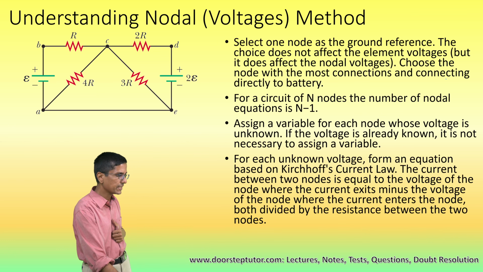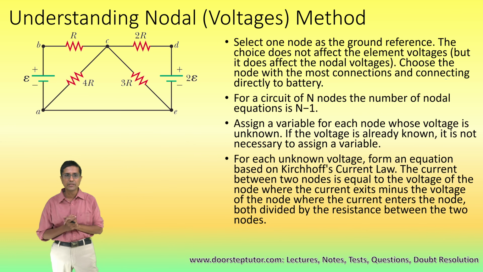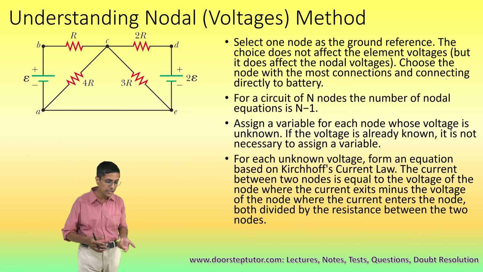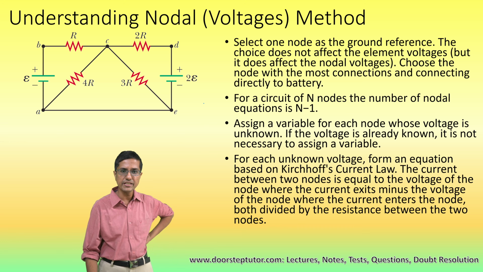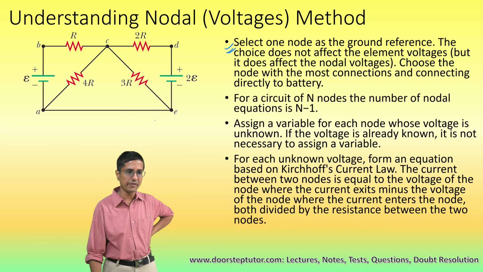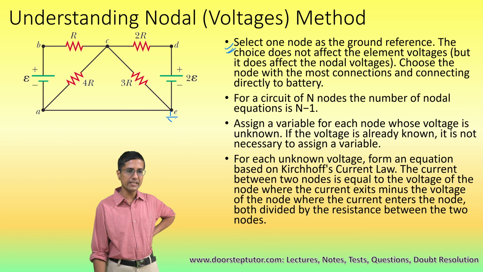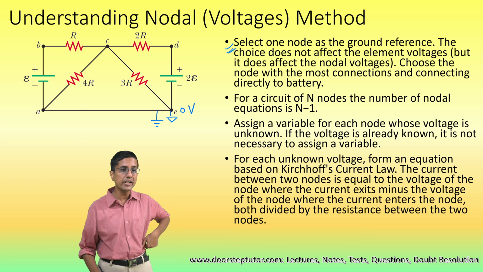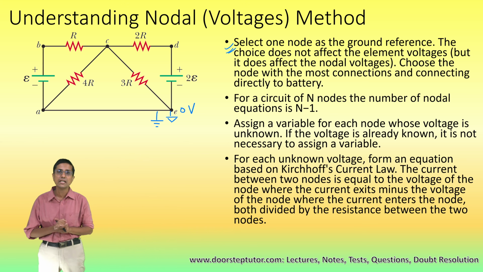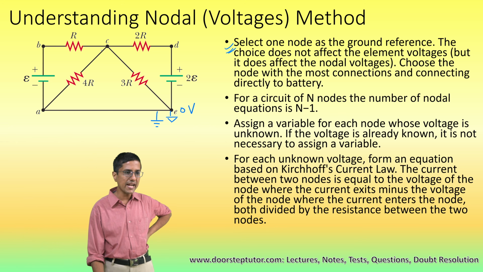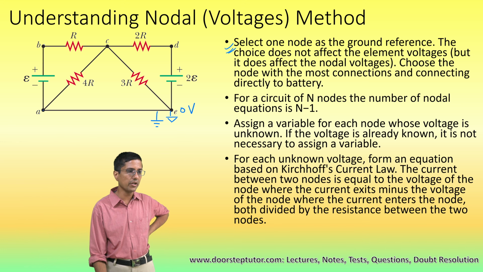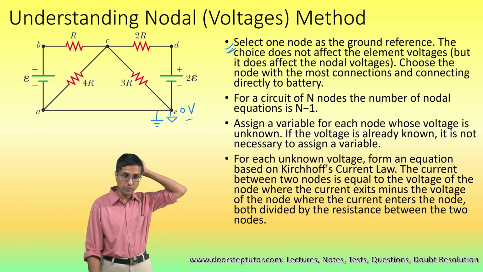Okay, so with this, now let us just summarize the voltage method. What are the steps to actually do this voltage method? See, the first step that we do is we select one node as the ground reference. So this was the ground reference. This is the node which has been grounded. There are 2 ways to symbolize that. And of course, the node which is grounded, we assign it the voltage of 0 volts to simplify our equations.